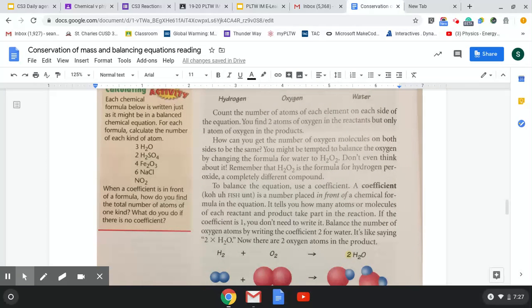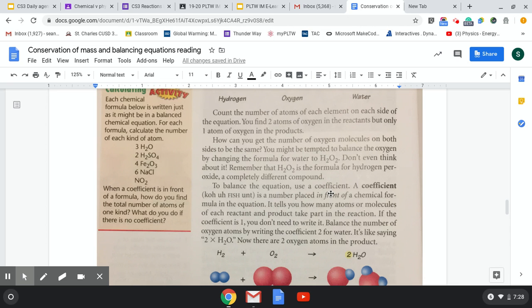You might be tempted to balance the oxygen by changing the formula for water to H2O2. Notice they tried to change this by putting in a subscript of 2 there. Well, now we no longer have H2O, we would have H2O2. Don't even think about it. Remember that H2O2 is the formula for hydrogen peroxide, a completely different compound. To balance the equation, we're going to use just coefficients.